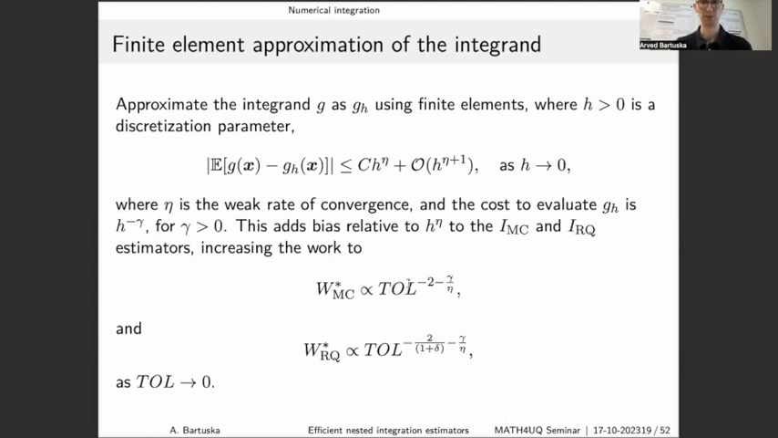So now the cost of the Monte Carlo estimator is tau to the minus 2, as we had before, and also this finite element cost. And the same cost is added to the randomized quasi-Monte Carlo estimator.